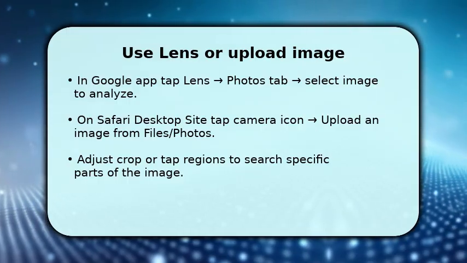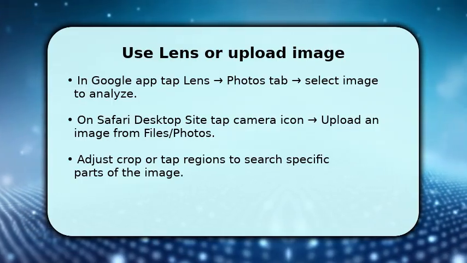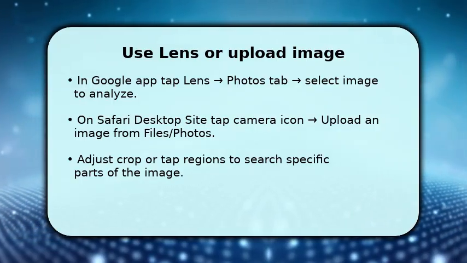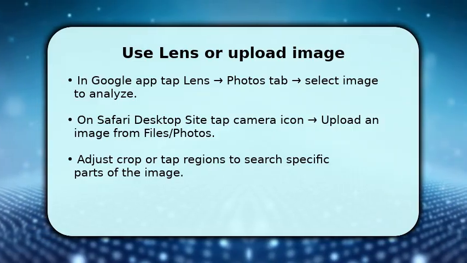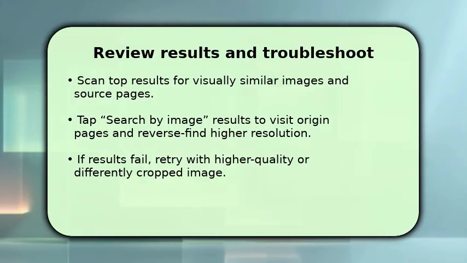If you want a focus search, crop or tap the area of interest so results match the subject rather than the whole scene. Finally, inspect the search results. Look at visually similar images, the source pages, and any identified objects or text. Tap a result to open the page and confirm origin or higher resolution copies.